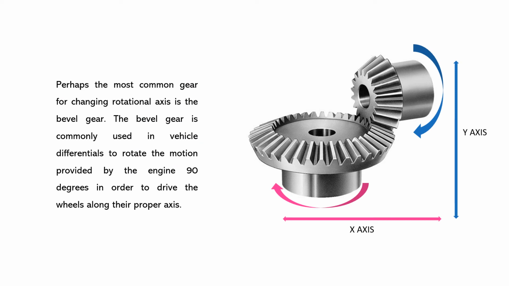Perhaps the most common gear for changing rotational axis is the bevel gear. The bevel gear is commonly used in vehicle differentials to rotate the motion provided by the engine 90 degrees in order to drive the wheels along the proper axis.